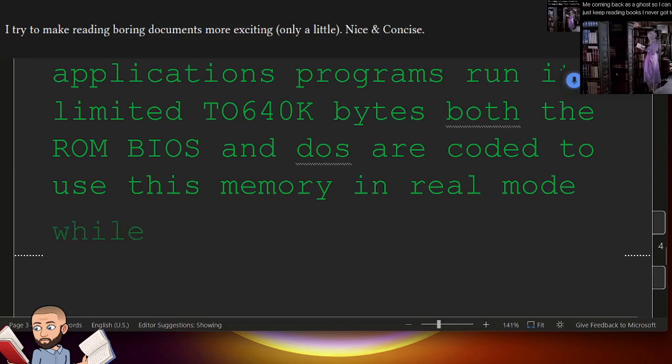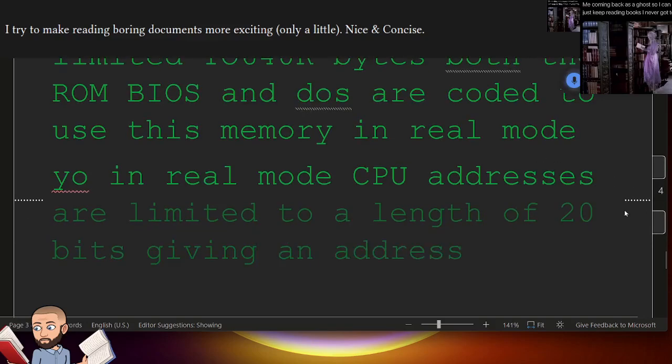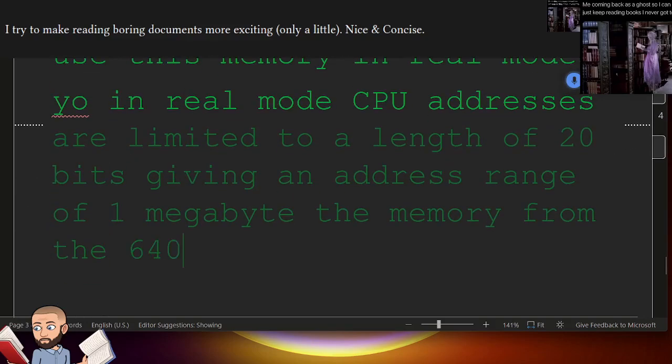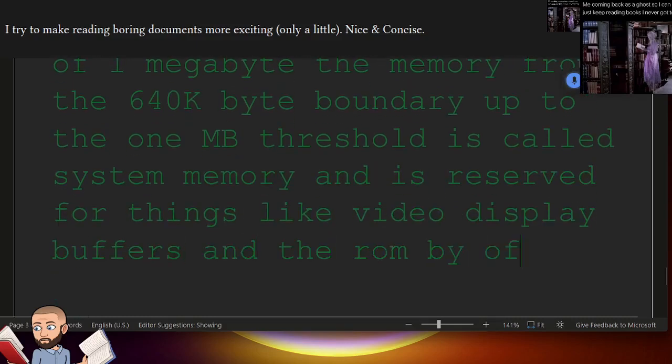While in real mode, CPU addresses are limited to a length of 20 bits, giving an address range of 1 megabyte. The memory from the 640K byte boundary up to the 1 megabyte threshold is called system memory and is reserved for things like video display buffers and the ROM BIOS code itself.